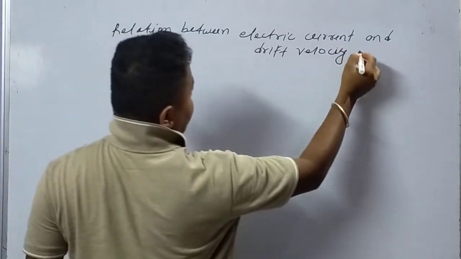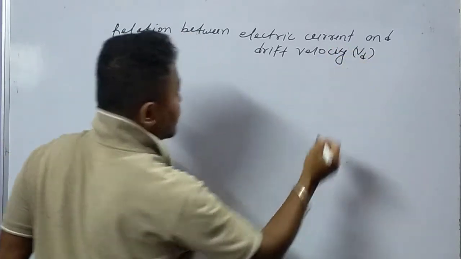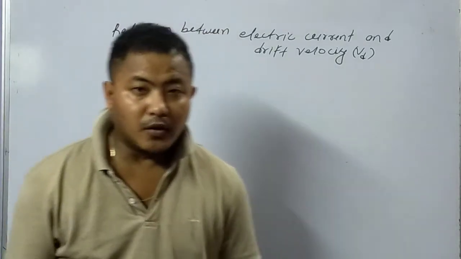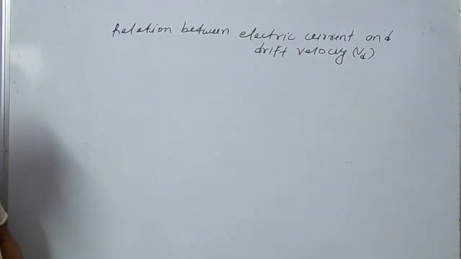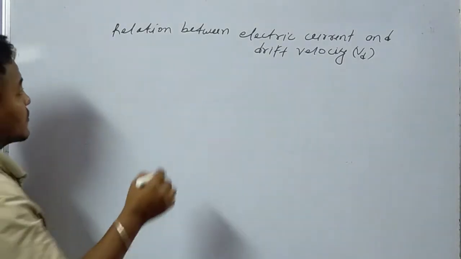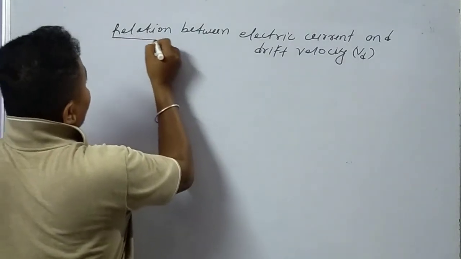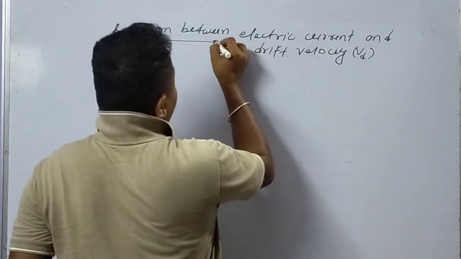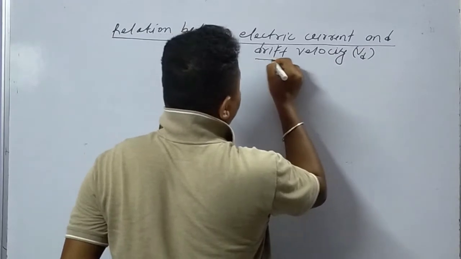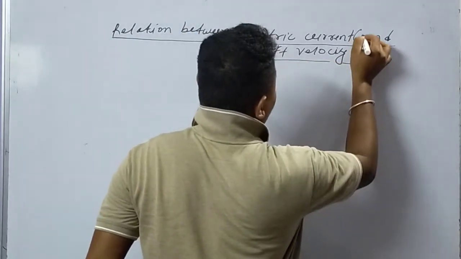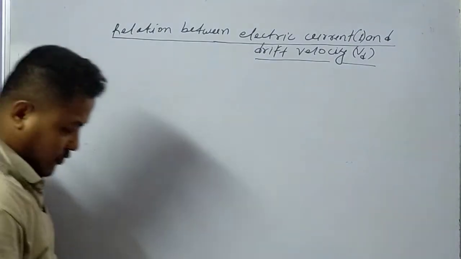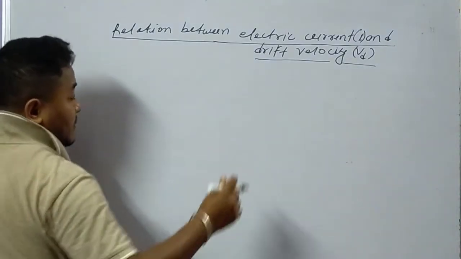That is v_d. We know it as v_d equals eEτ by m. We have already found it. So this is the topic we'll discuss today: the relation between electric current and drift velocity. We know both terms. What is electric current? And what is the drift velocity as well? So we'll try to establish the relation between electric current and drift velocity.